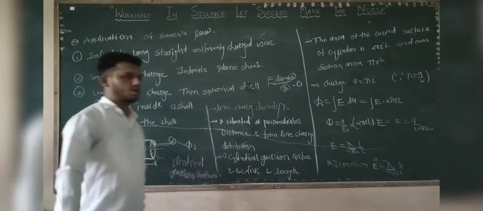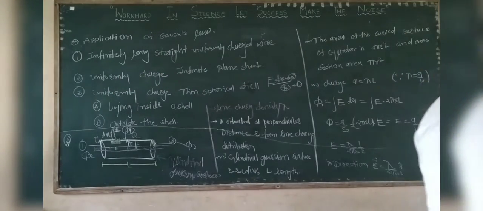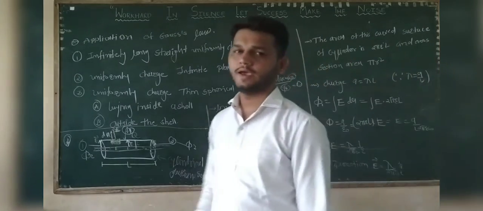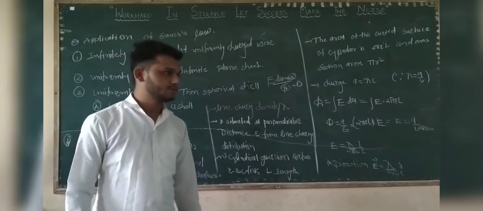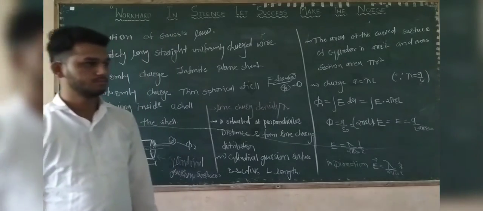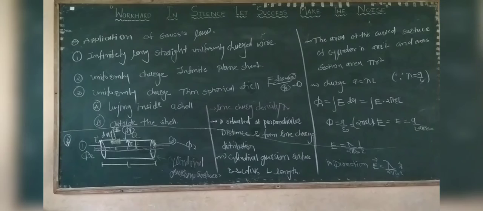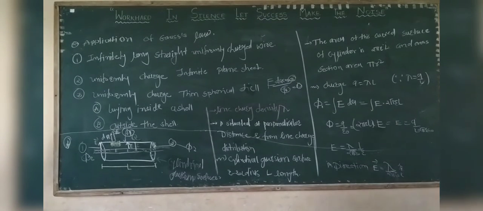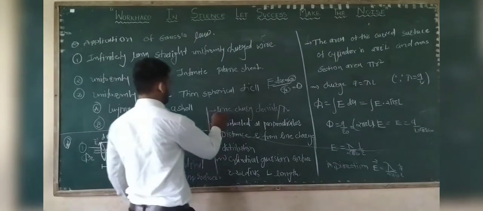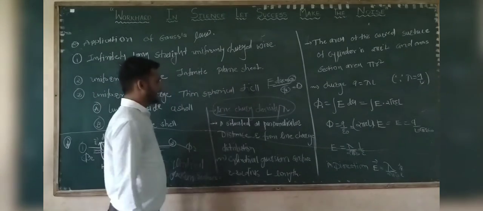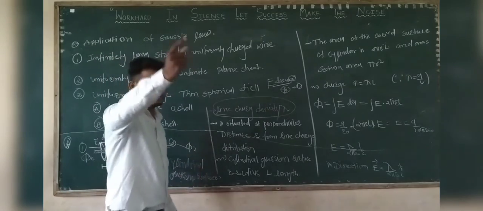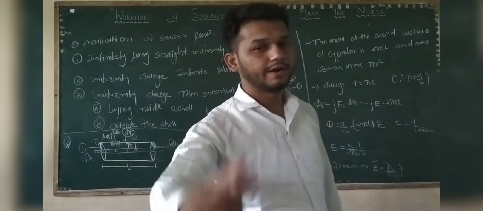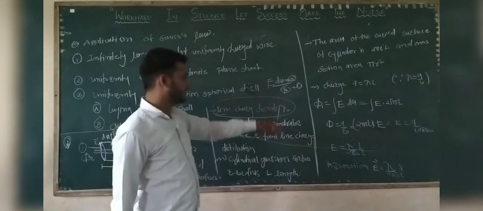Yesterday we were talking about the line charge density. See, line charge density we write as lambda equals q by l. This is a line charge density. We had talked about it yesterday: lambda is equal to q by l.